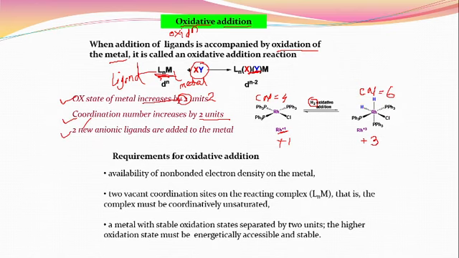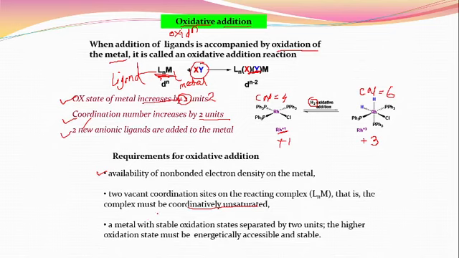Now let me see the requirements for oxidative addition. These are the conditions to identify an oxidative addition reaction. First is the availability of non-bonded electron density on the metal, which means the metal must have filled orbitals to donate. Next, a vacant coordination site on the reacting complex. That is, the complex must be coordinatively unsaturated. This is very important. That means what?